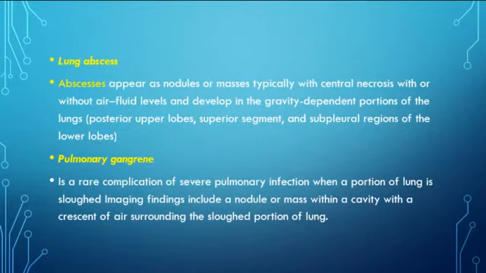Lung abscess. Abscesses appear as nodules or masses, typically with central necrosis, with or without air-fluid levels, and develop in the gravity-dependent portions of the lung. We mean posterior upper lobes, superior segments, and subpleural regions of the lower lobes. Another complication is pulmonary gangrene, a rare complication of severe pulmonary infection when a portion of the lung is sloughed. Imaging findings include a nodule or mass within a cavity with a crescent of air surrounding the sloughed portion of the lung.